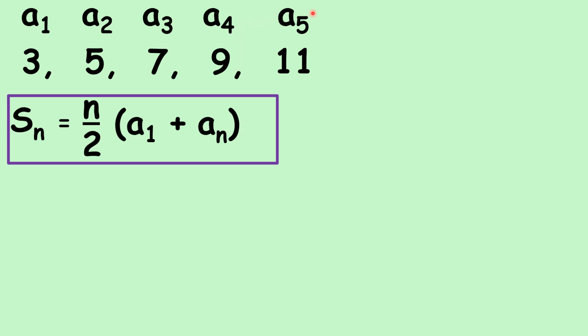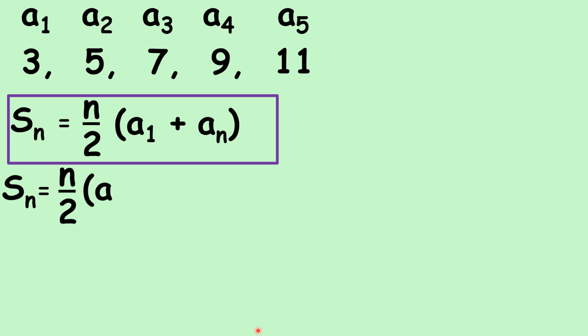If I say I want to find the sum of these arithmetic progression, all the terms here, that means my last term here will be 11, and then my first term, of course, will be 3. What if I want to take the sum of just the first 4? That means my first term will be 3, and then my last term, which is AN, will be the fourth term. And of course, my N here will be 4 because I'm finding the sum of the first 4. So this is the formula for finding the sum of n terms in an arithmetic progression.